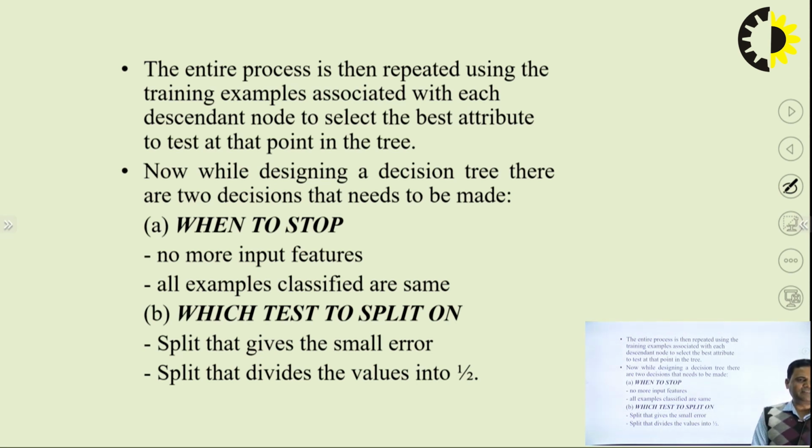The next point is which test to split on, which particular decision we need to split on. We split on the node that gives the smallest error, the split that divides the values in half, so we divide on the attribute which divides the data into a 50-50 ratio. We'll take these two points as the information to use while creating the decision tree.